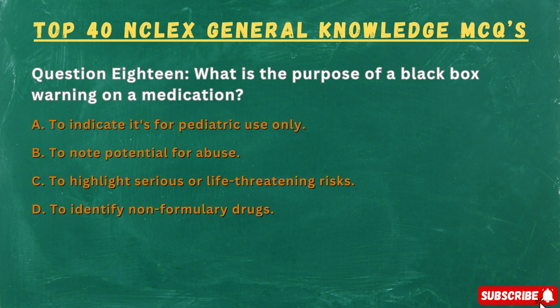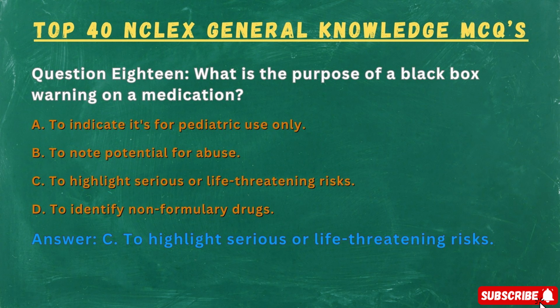Question 18. What is the purpose of a black box warning on a medication? A. To indicate it's for pediatric use only. B. To note potential for abuse. C. To highlight serious or life-threatening risks. D. To identify non-formulary drugs. Answer: C. To highlight serious or life-threatening risks.